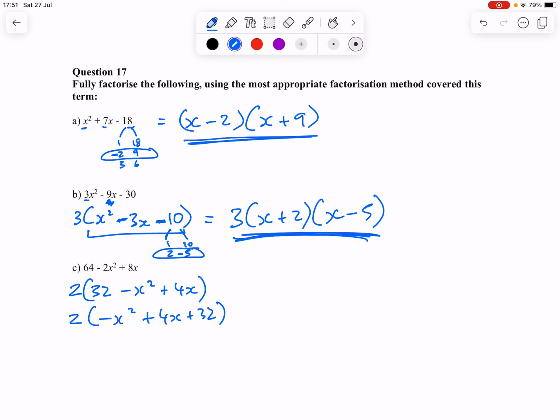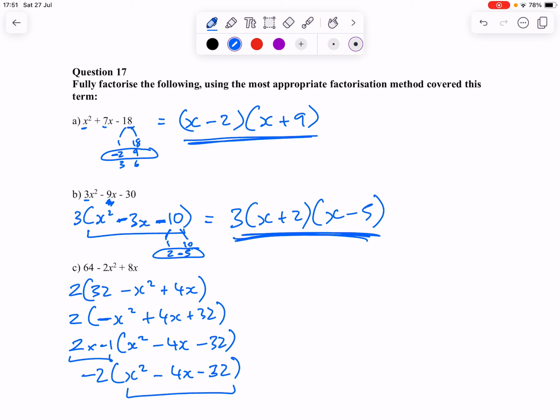We don't have any rule that lets you factorize when it's negative x squared. So I'm going to have to remove another factor. I'm going to remove negative 1 from this. So if I remove negative 1 from this, it becomes 2 times by negative 1 is the factor on the outside. So you're going to be left with x squared. What do I times negative 1 by to get positive 4x? Negative 4x. What do I times negative 1 by to get positive 32? Negative 32. What do we have to do with this? 2 times by negative 1 is negative 2 is on the outside. X squared, take 4x, take 32.